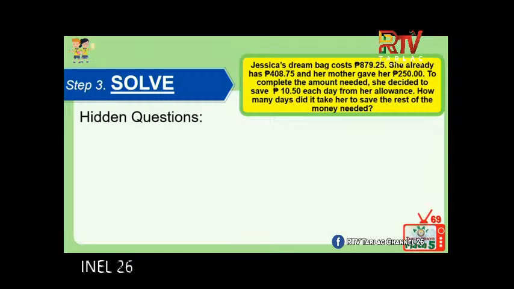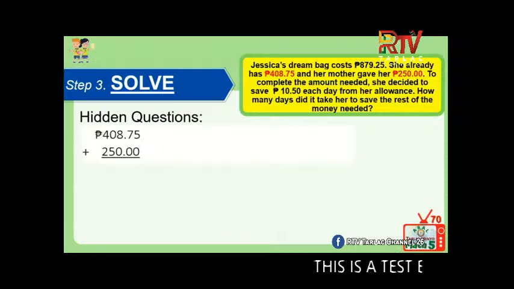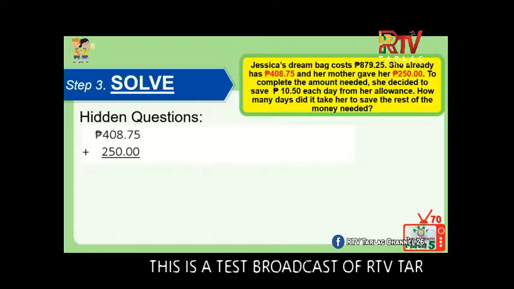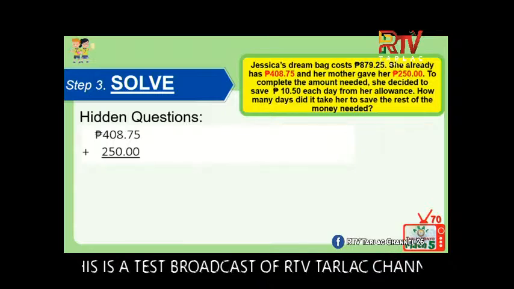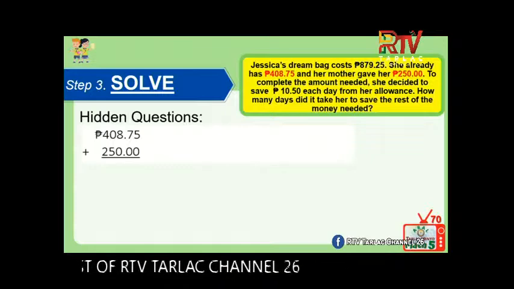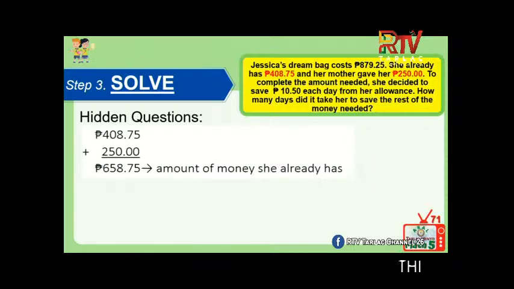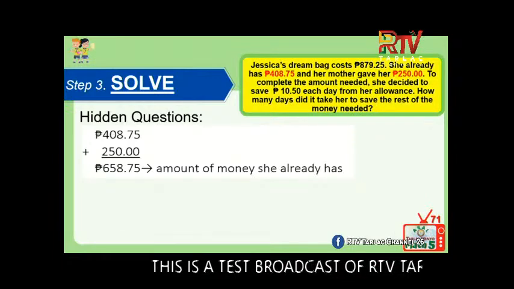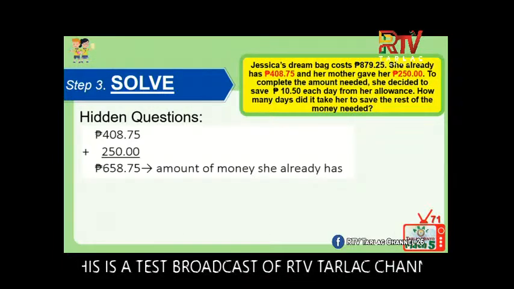First, find the answer for the hidden questions. Here are the solutions. To solve this problem, we need to add first her total money on hand. That is 408 pesos and 75 centavos plus 250 pesos equals 658 pesos and 75 centavos. This is the amount of money she already has.